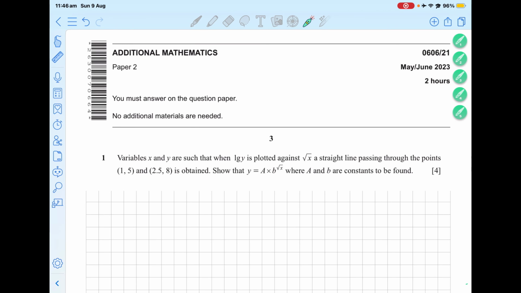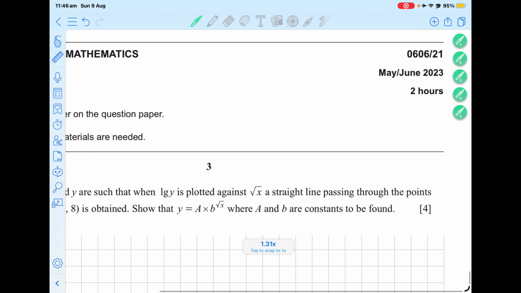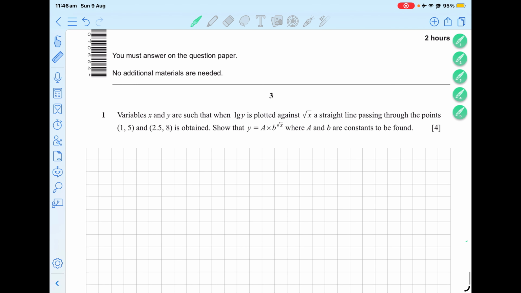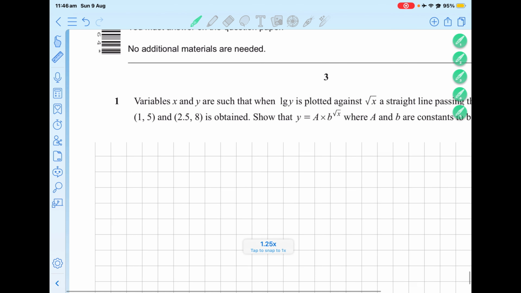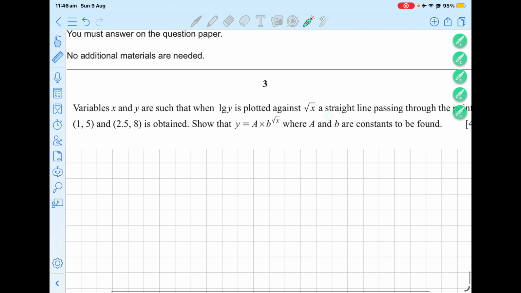Welcome everybody. Today we'll be solving this paper. So this is 0606/21, May/June 2023. So let's begin. So X and Y, I brought it. So you see this and you see this. Now you must draw a straight line.